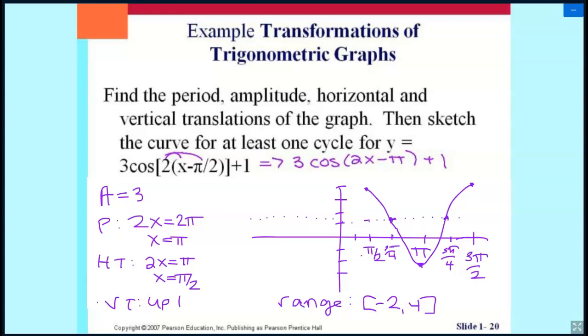That is what they call a 5-point summary for a trig function. It is the 5 key points of the cosine graph on one cycle.